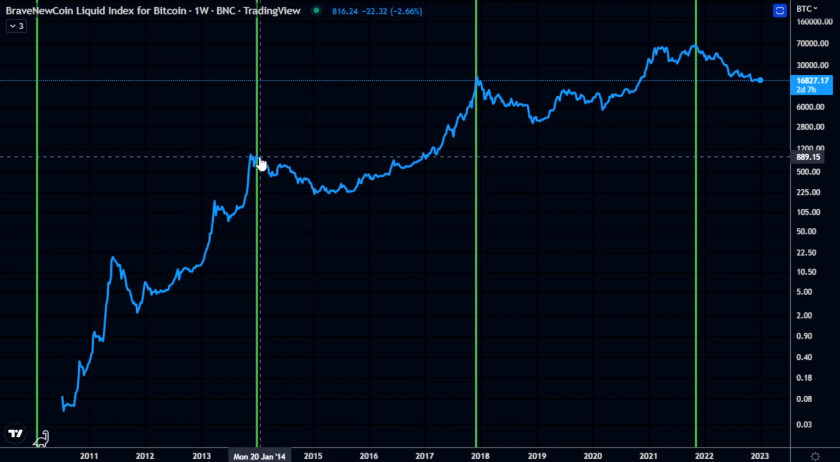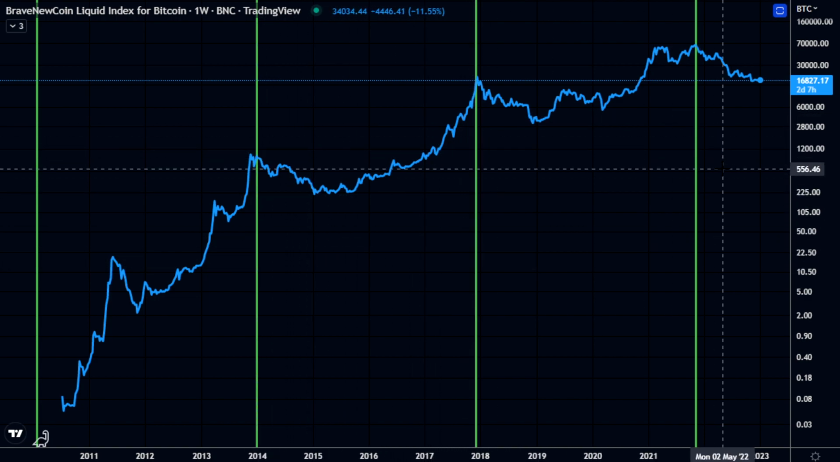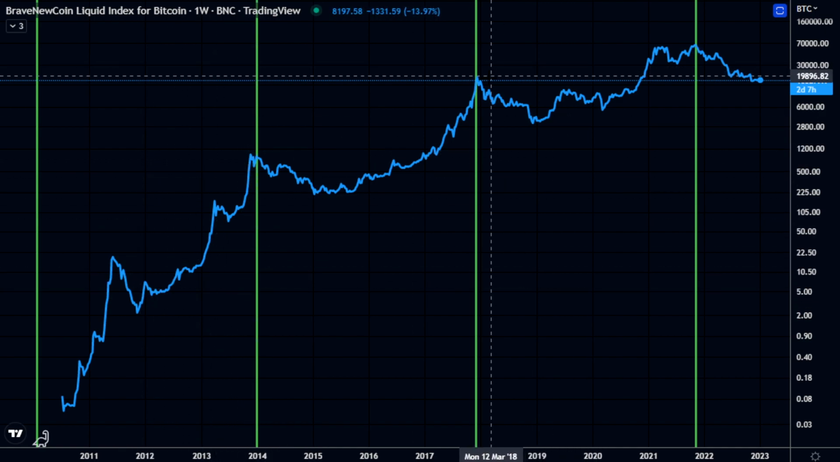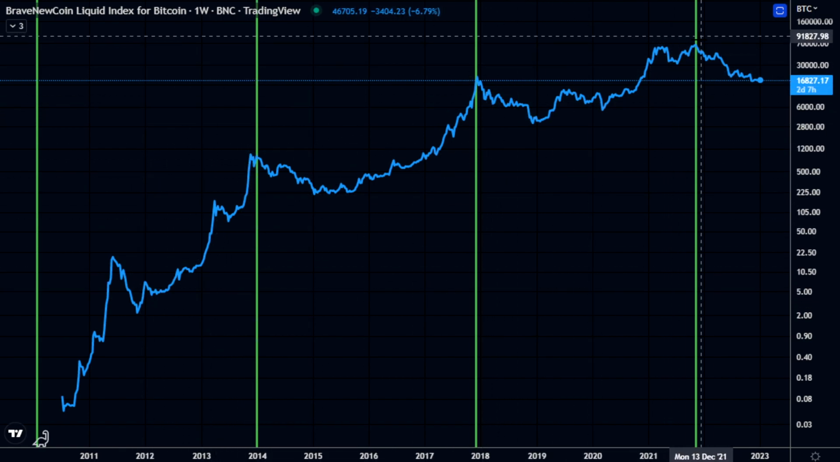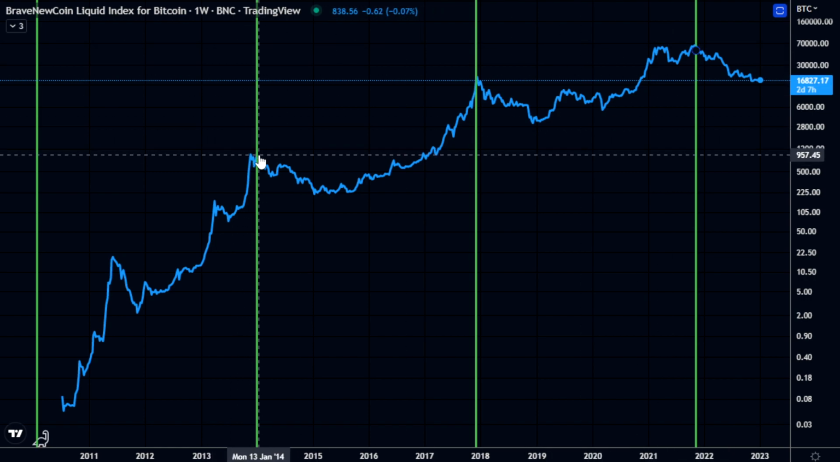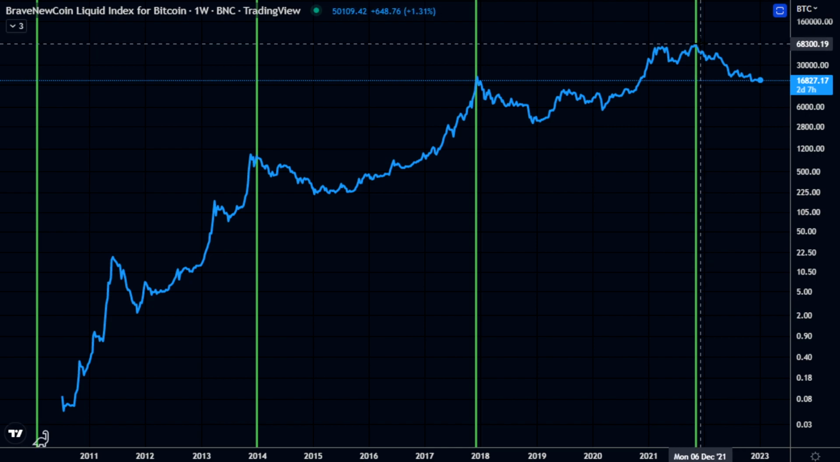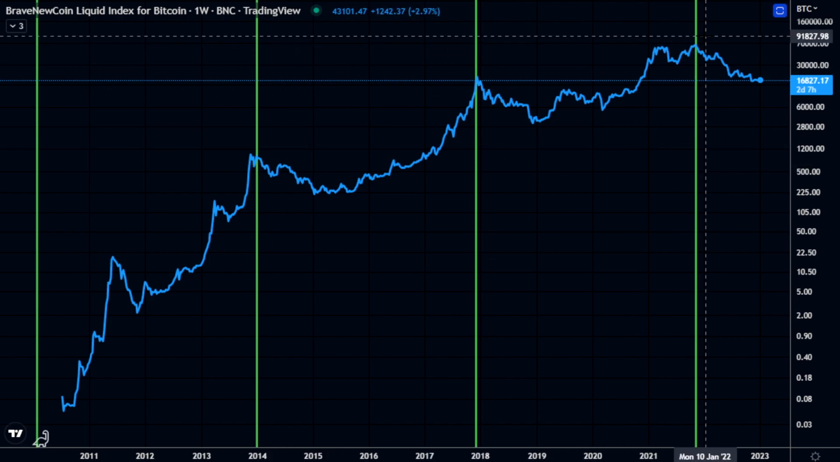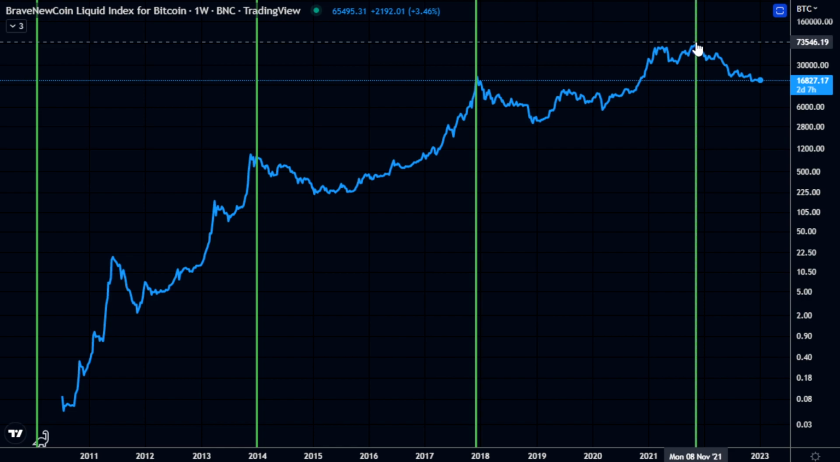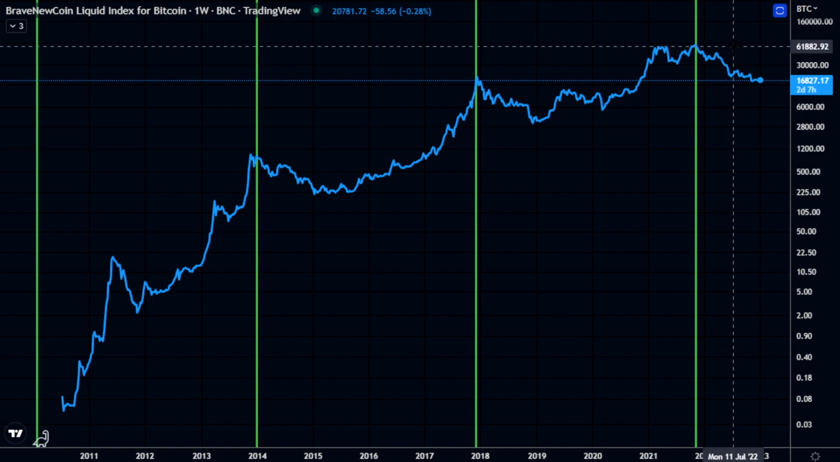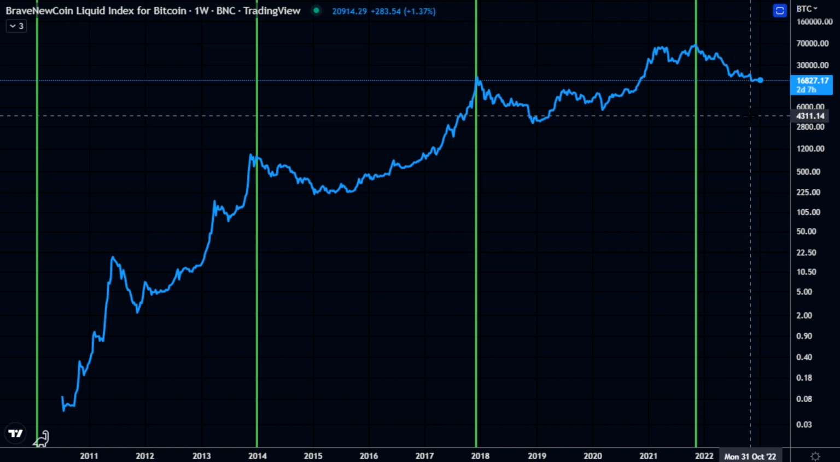By putting in these lines that are approximately 4 years apart, we see it did get the top of this first run, the top of the next run, and the top of the final run. This was at the end of 2013, this one at the end of 2017, this one at the end of 2021. So we can see every 4 years it is pretty accurate. These are pretty much the exact tops. So the top of the next run would be towards the end of 2025, possibly around October.